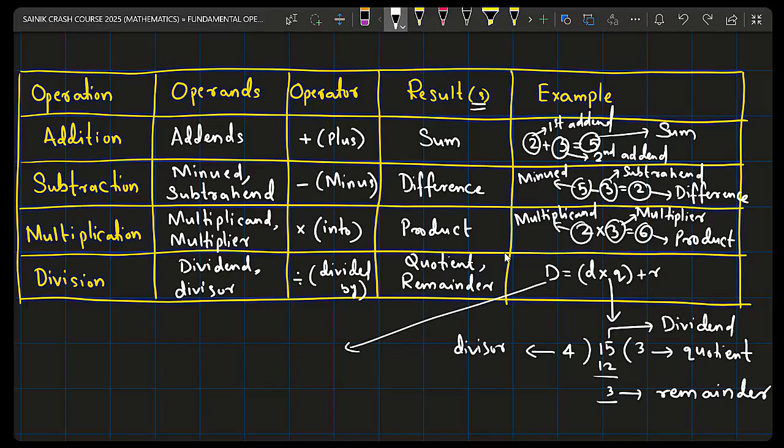Any students who have any other doubts? Mayuk, any doubts? Yes, Mayuk? Sir, I have a doubt in division. What is 0 divided by 0? 0 divided by 0 is an indeterminate form in mathematics.